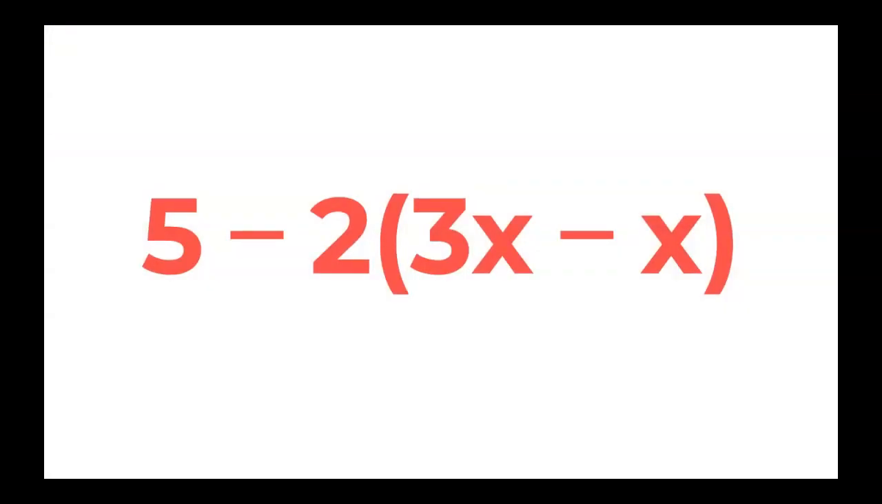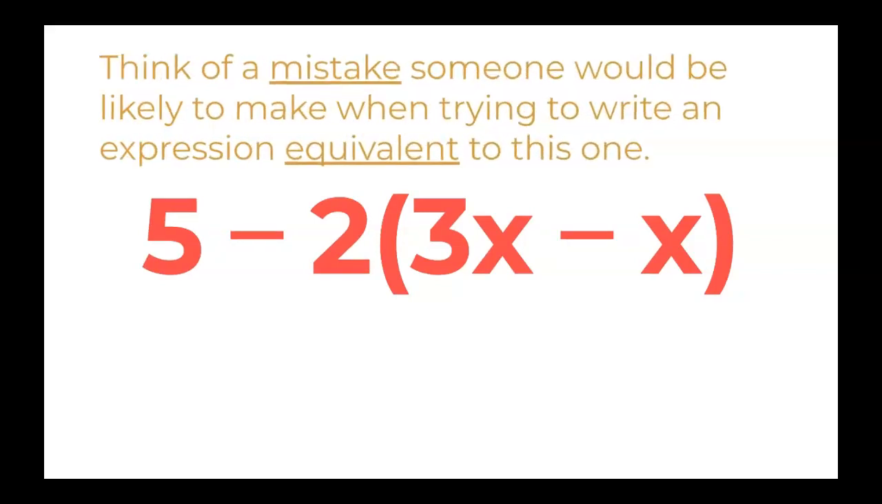Okay, look at this expression: 5 minus 2 times the quantity 3x minus x. I would love you to see if you can simplify that on your own, but I also want you to think about what are some mistakes someone would make, or are possible to make, when trying to write an expression that's equivalent to this one. Go ahead and think about that for a little bit.